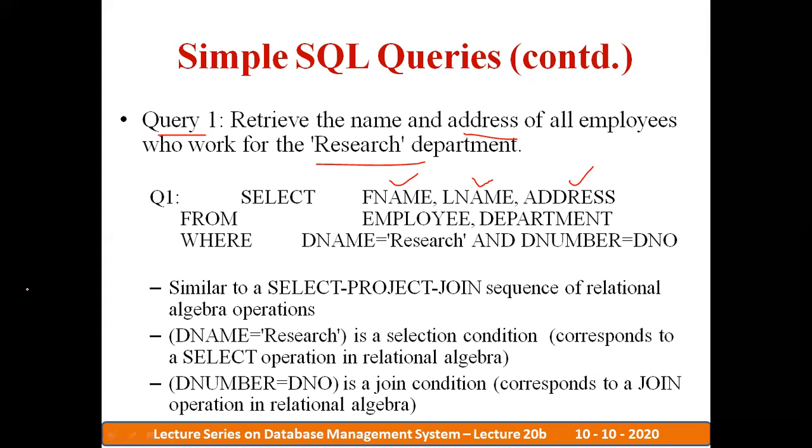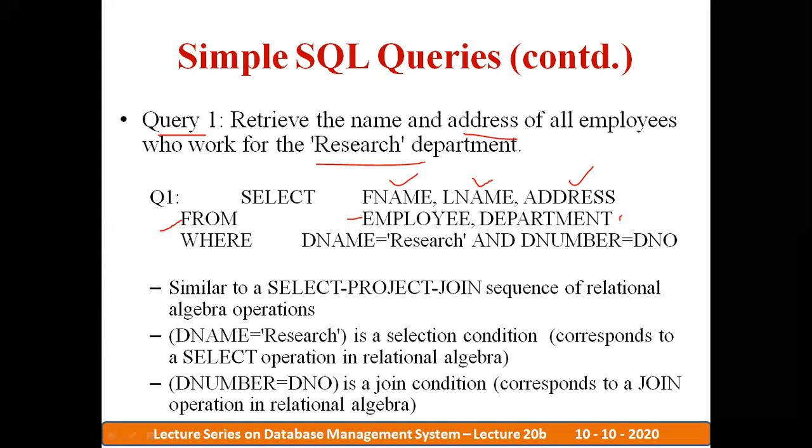Now, from which table am I taking them? I'm taking it from the table called employee, because the F name, L name and address are from the table called employee. And the next one, I also require the department. Why is the department required? The department is required because I'm interested in the employees who are working in the research department. If I want to see the department name, the department name is present in the table called department. So that's why I need to consider the department.